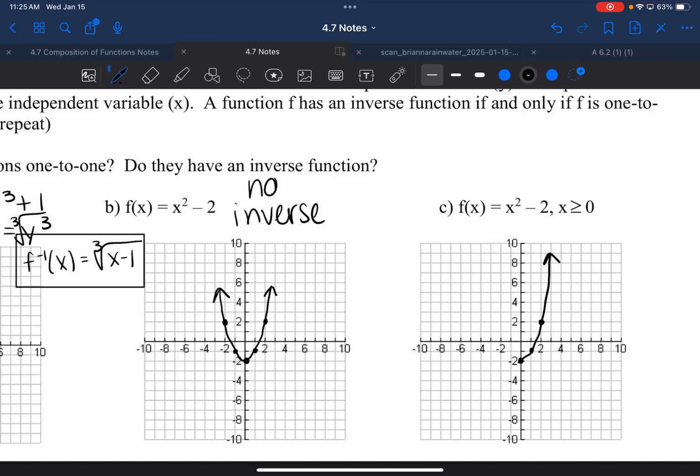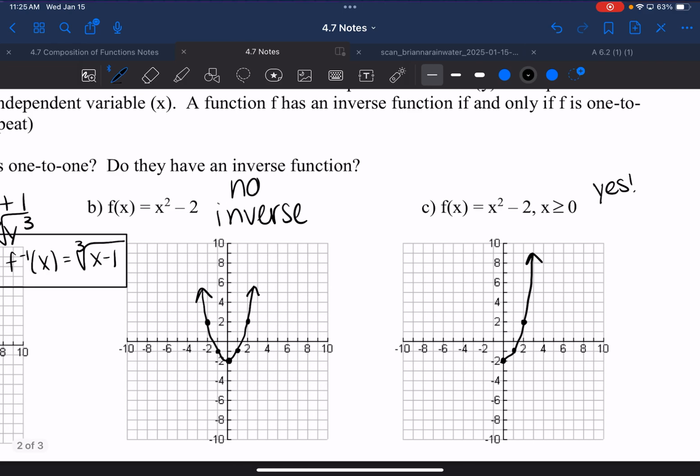So what do you guys think about that one? Is that one going to pass? Yeah, this will pass both the vertical and the horizontal line test, right? Okay, so we're saying yes to this one. So that means I need to find the inverse function. How do I do that? Right, so switch these places here.